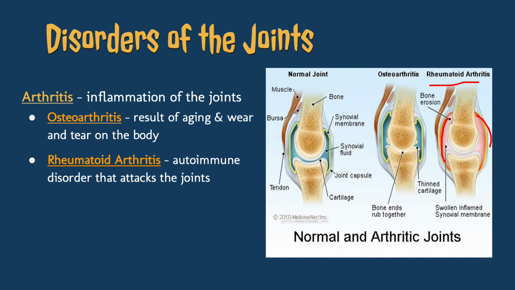In this picture right here, this is a normal joint. It's not supposed to be that swollen on this side. The other kind of arthritis is called osteoarthritis. So this is a result of aging and wear and tear on the body.